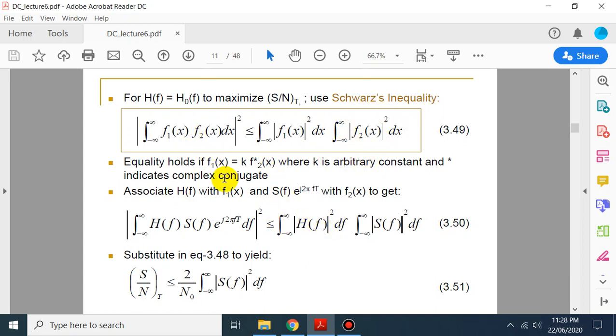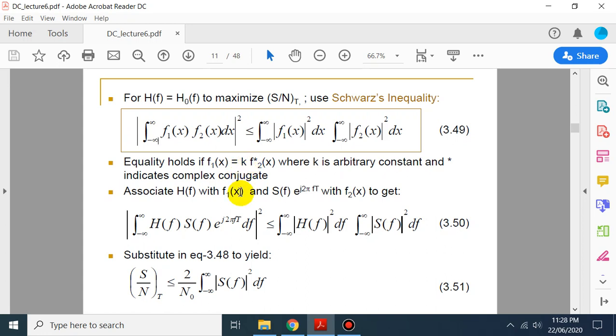Now equality holds; from this inequality we come to know that equality holds if f1 of x is equal to k f2* of x, where k is an arbitrary constant and the asterisk indicates the complex conjugate. Here f1(x) and f2(x), this asterisk represents the conjugate, and k represents any arbitrary constant.